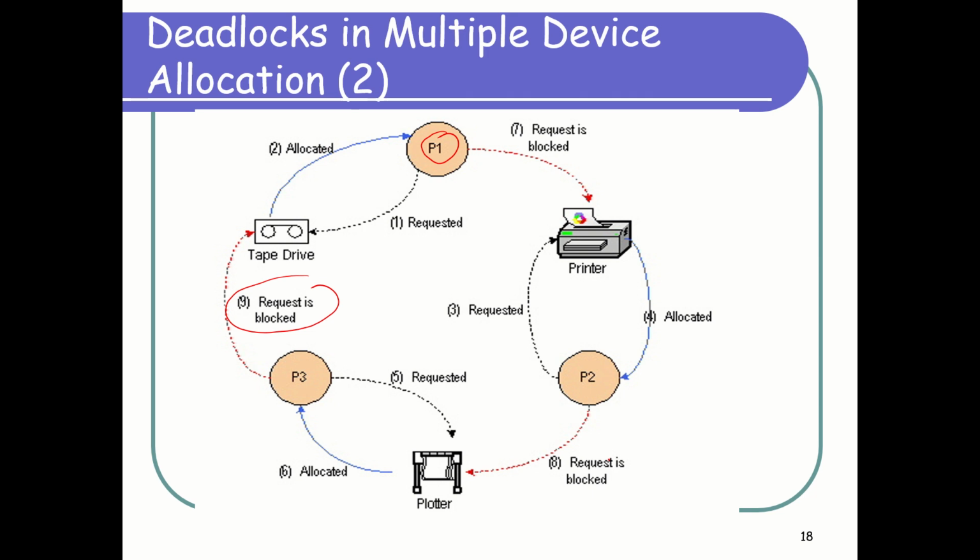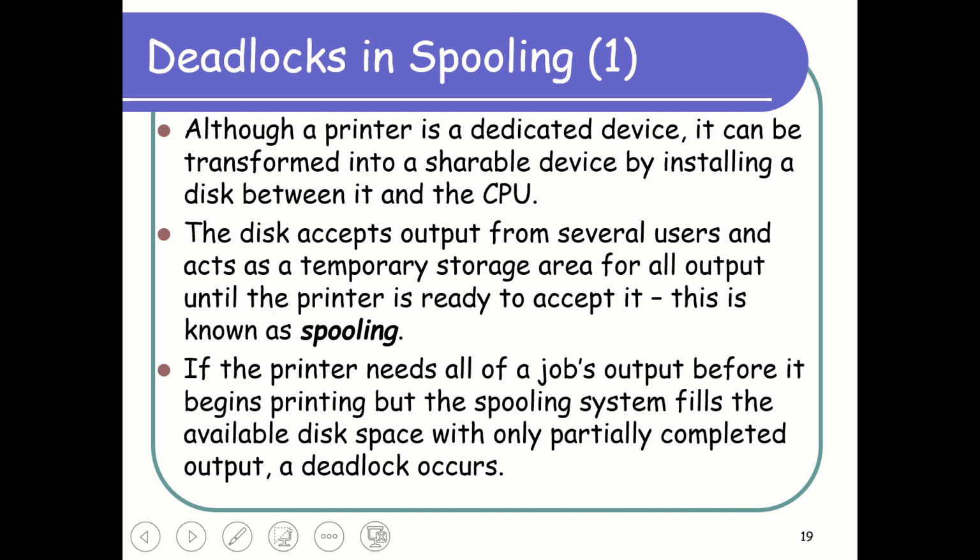And let's say P2 tries to access the plotter, but now the plotter is serving P3, so the request is blocked. Same goes for P1. P1 tries to access the printer, but the printer is now serving P2. Unless it is finished, the request will be blocked. So this is the deadlock situation in multiple device allocation.